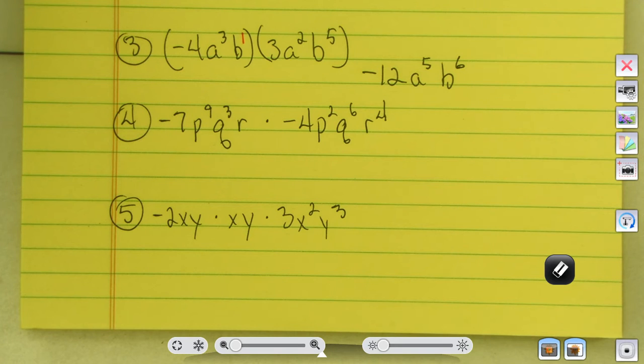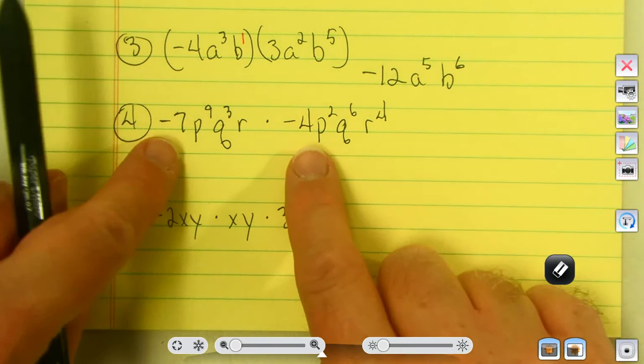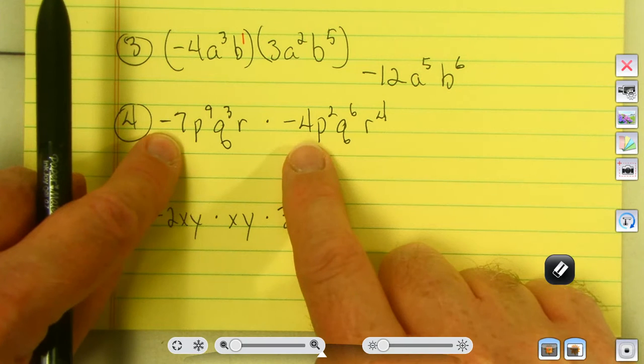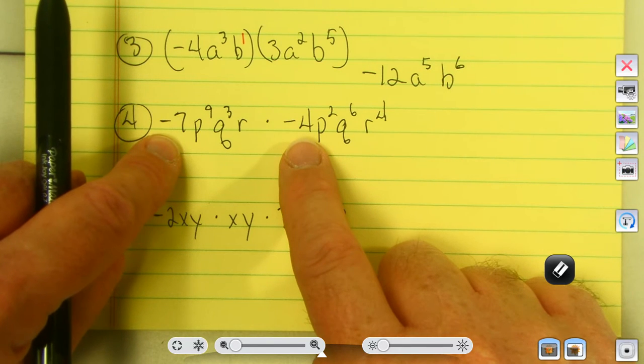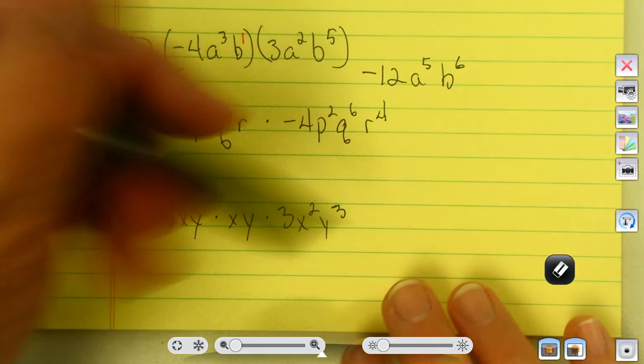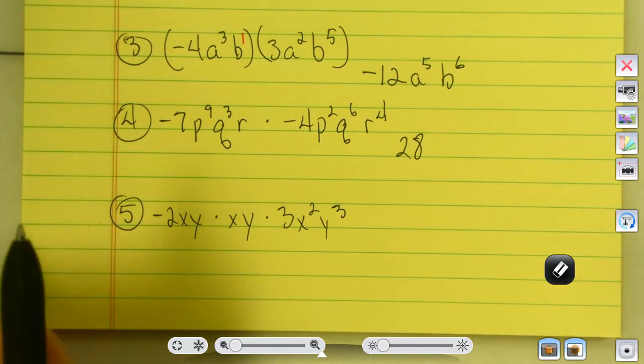Anybody want to tell me what they got for that one? Yes, ma'am. I got negative 11p. Oh, hold on. Let's back up just for a second. Remember, we're multiplying. So you're on the right track, except it's not going to be a negative 11 because we're not adding. So negative 7 times a negative 4 would be what? Positive? Yeah, okay. So that's all right. Not a problem. Okay, now, p to the what?